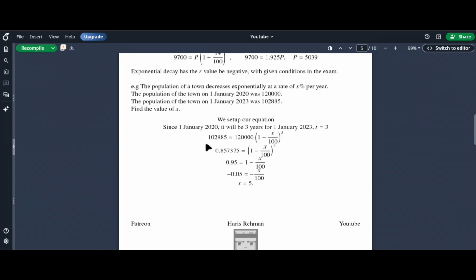This gives us a very amazing value. I'm not doing any approximations. Then I put the 1 over here. 0.95 minus 1 is negative this value, and I multiply negative 100 on both sides to get x is equal to 5 as our answer. So we know the population of the town decreases exponentially at a rate of 5% per year. Good to know.